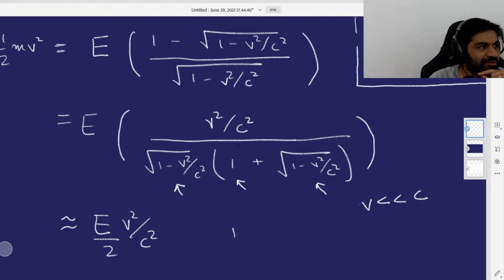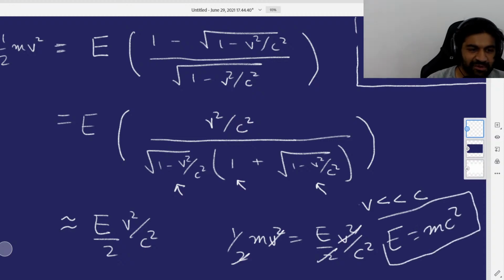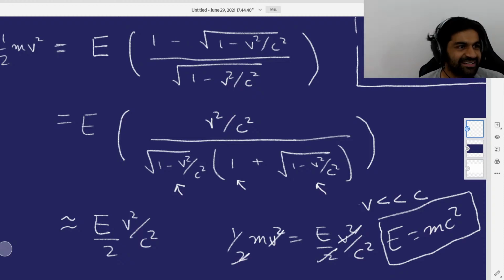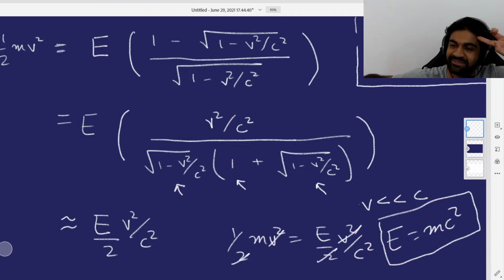And so now you have the equation 1/2 mv squared equals E over 2 v squared over c squared. The v squareds cancel. The 2's cancel. You just take the c squared on the other side, and there you have it. E equals mc squared. Derived from scratch from getting rid of the asymmetry in the Doppler effect using time dilation, and by just viewing the disintegration of a mass into 2 photons from 2 different perspectives, you can use it to derive E equals mc squared.